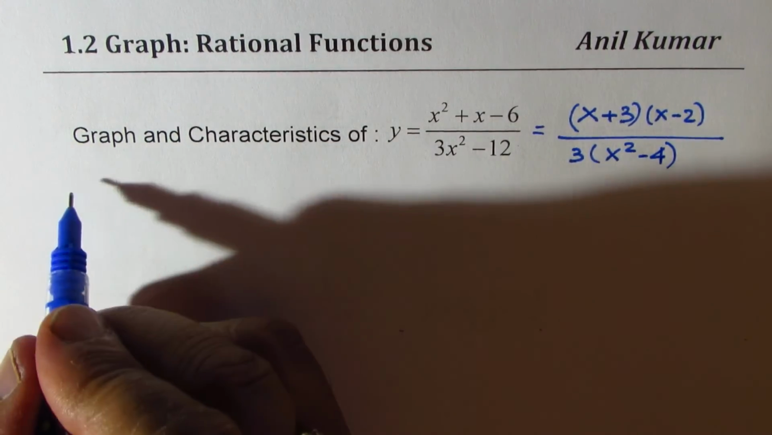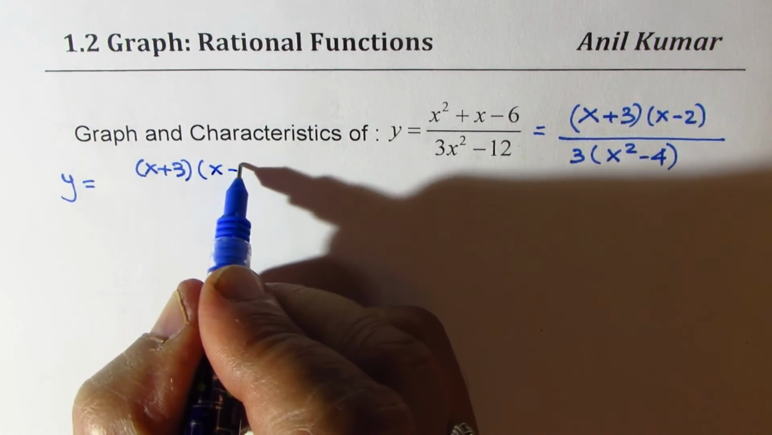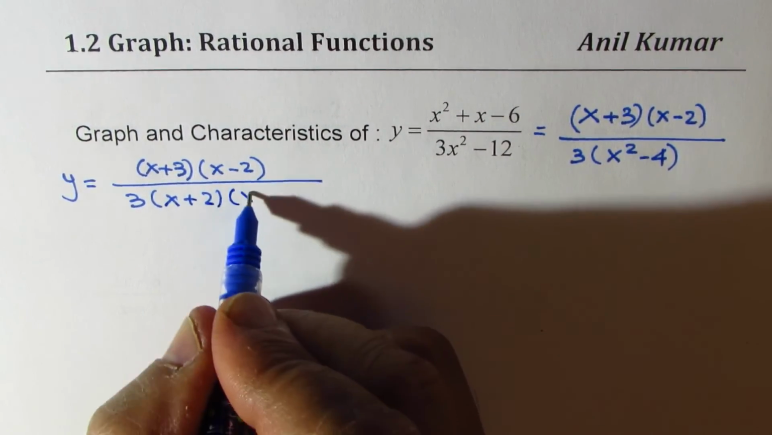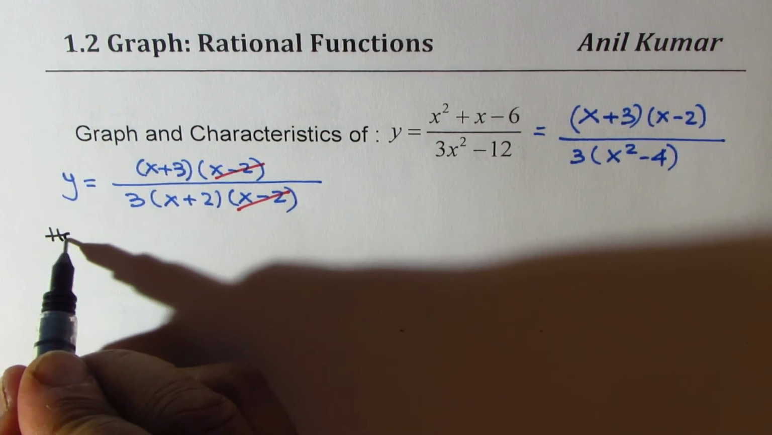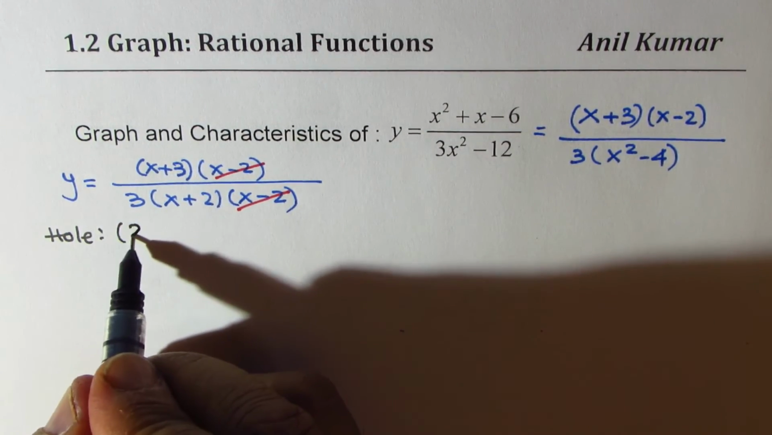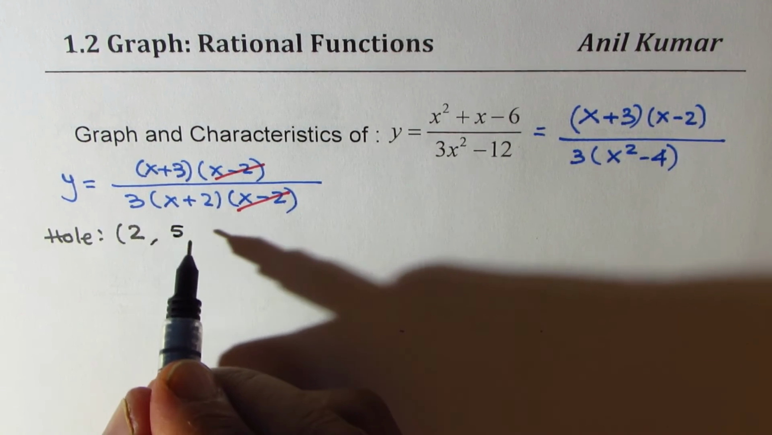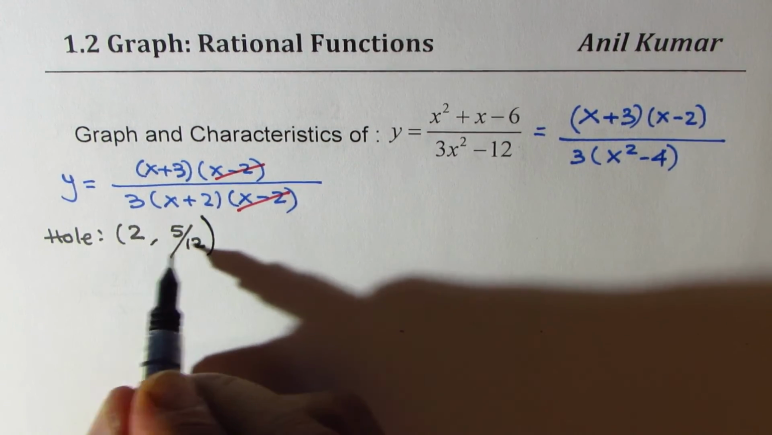So we get x squared minus 4. Now this can be further factored. So let me write this function as y equals, in the numerator, x plus 3 times x minus 2, and in the denominator, 3 times x plus 2 times x minus 2. So you can cancel x minus 2. This is a very interesting example where you have a lot of things to look for. Since that cancels, we have a hole, and the x value is 2. When I substitute 2 here, what do I get? 2 plus 3 is 5, divided by, if I substitute 2 here, 4 times 3 is 12. So that's the location of the hole.